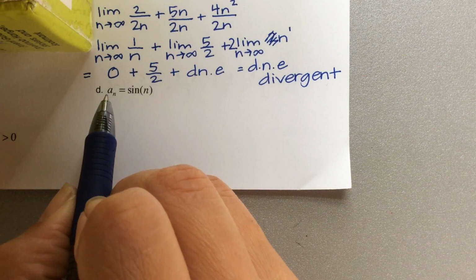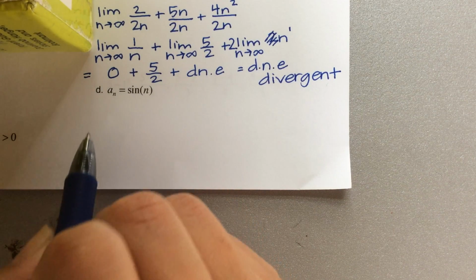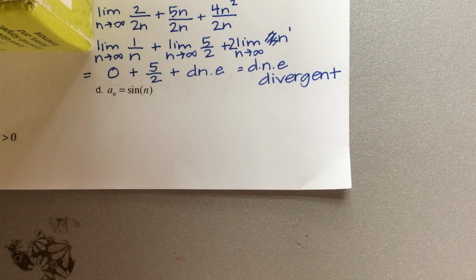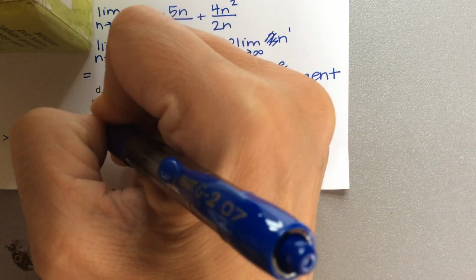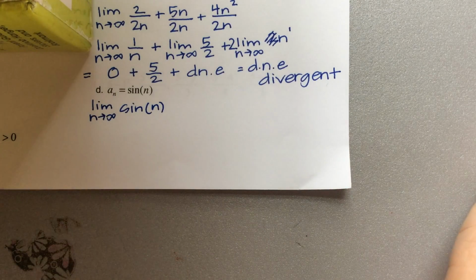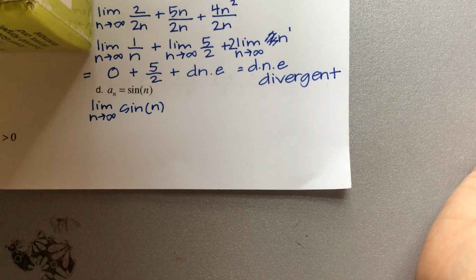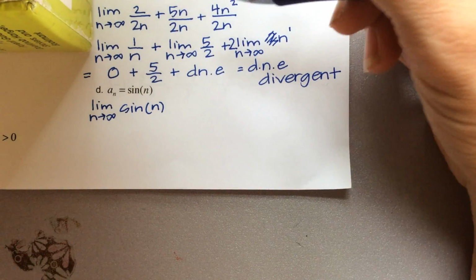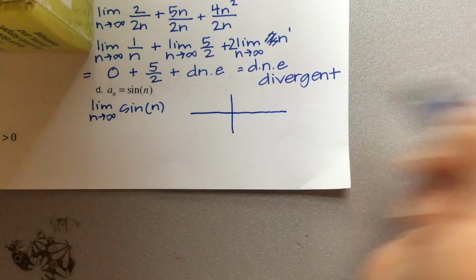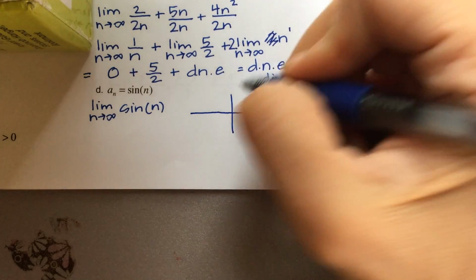Here's our last example on the front side of this page. It has the sequence equals the sine of n. And for this one, we are going to start off by taking the limit as n approaches infinity of the sine of n. What we're going to do here is, instead of trying to figure this out algebraically, we're going to actually just draw a little graph right here. So you're going to have to remember your sine graph.